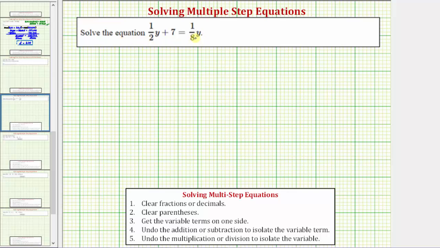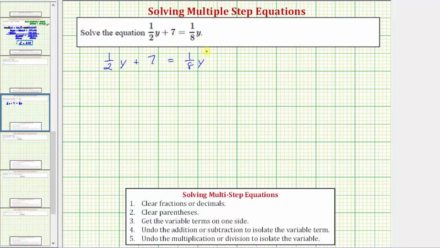So to begin, we need to decide whether we want to solve the equation with the fractions in it, or eliminate the fractions from the equation by multiplying both sides of the equation by the least common denominator. In this video, we'll be solving the equation by leaving the fractions in the equation. So we want to solve the equation 1/2 y plus 7 equals 1/8 y.